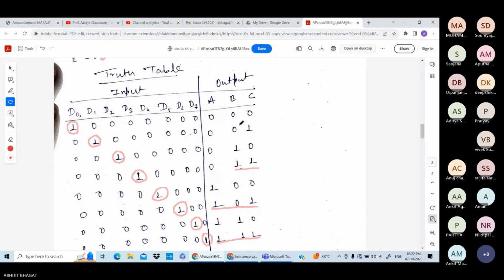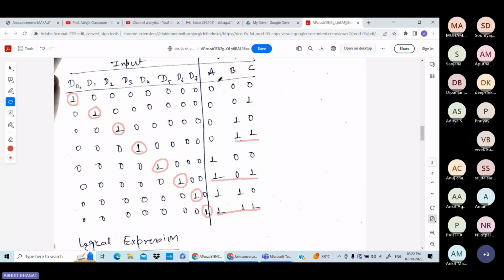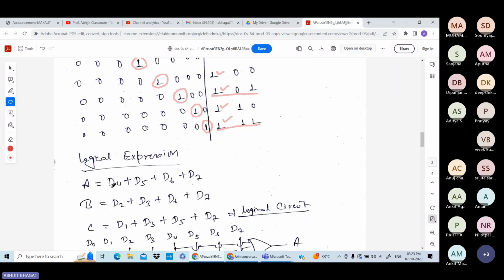By using this ABC, by using this truth table, you can draw the logic expression same as the previous. So here in this case, you can see A is 1 at this position, this position, this position, and this position. So A is 1 for D4, D5, D6, and D7. So for that, your A will be D4 plus D5 plus D6 plus D7. This is the logical expression for A. Okay, very simple.